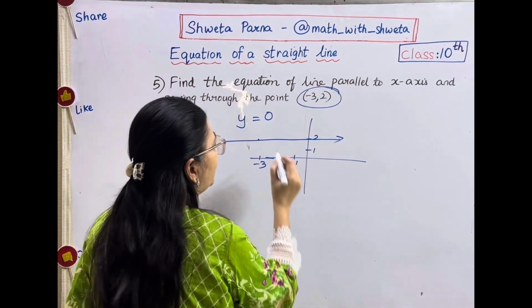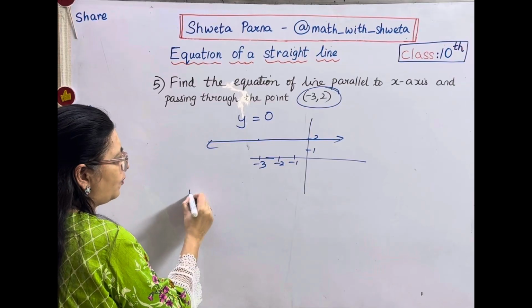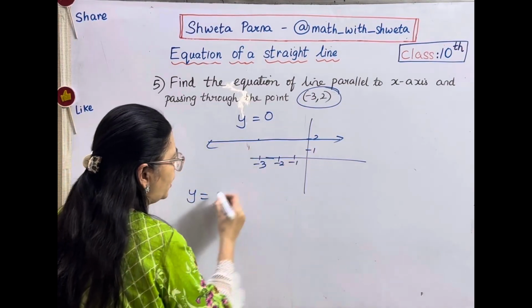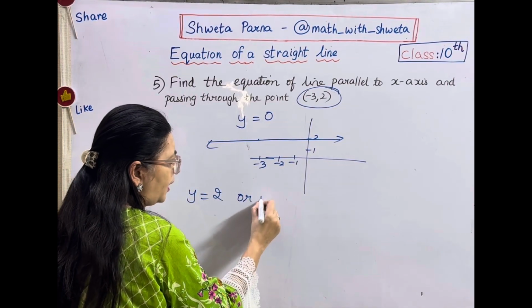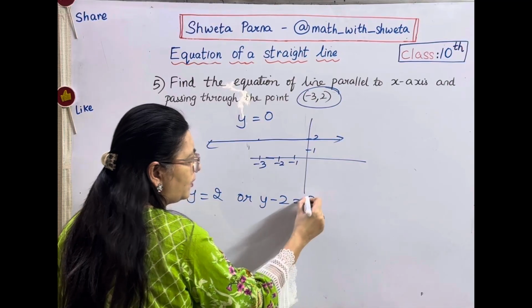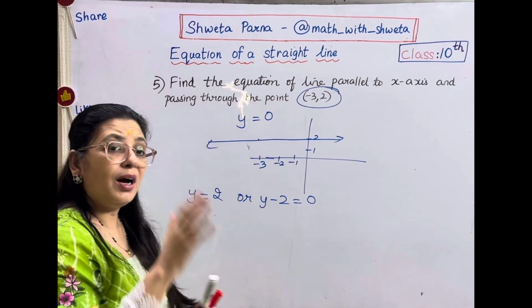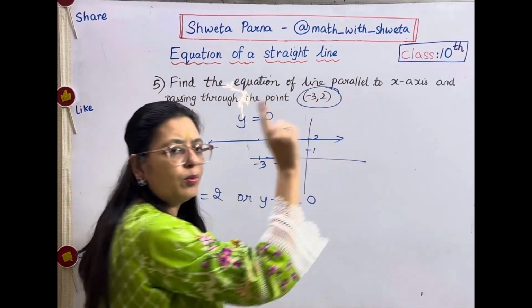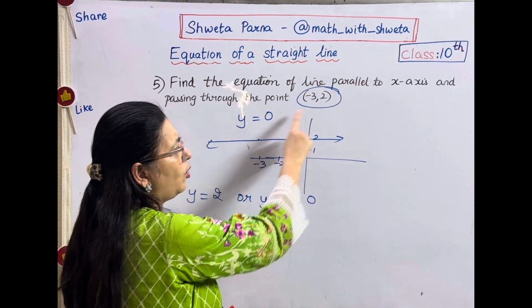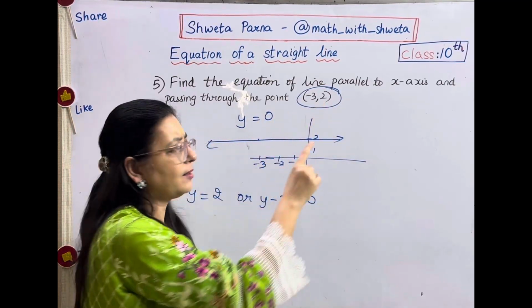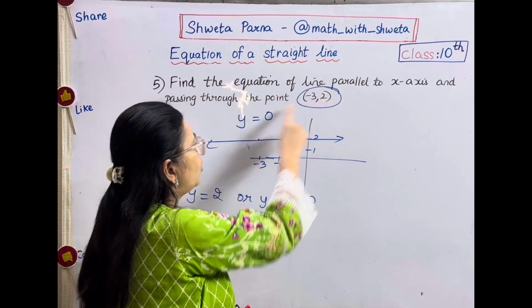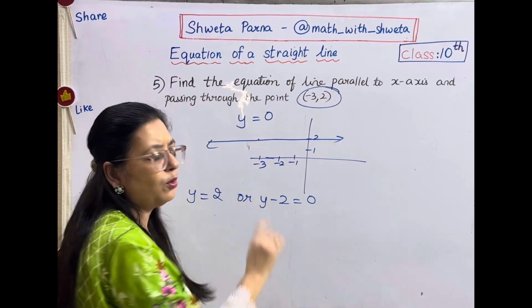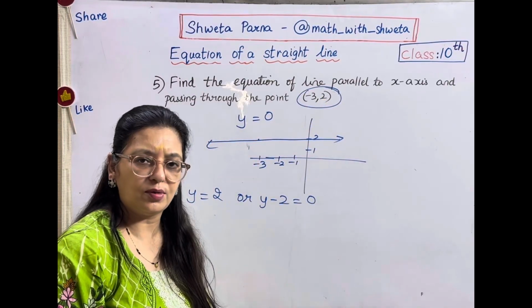So, in short, we can write that the equation would be y is equal to 2, or we can write y minus 2 is equal to 0. So, understand the easier way, line parallel to x-axis is y is equal to 0. What is the coordinate of y over here? It is 2. So, therefore, y is equal to 2 or y minus 2 is equal to 0.